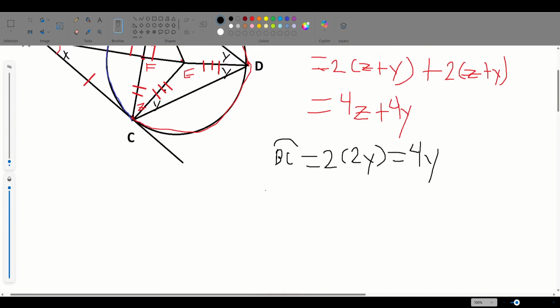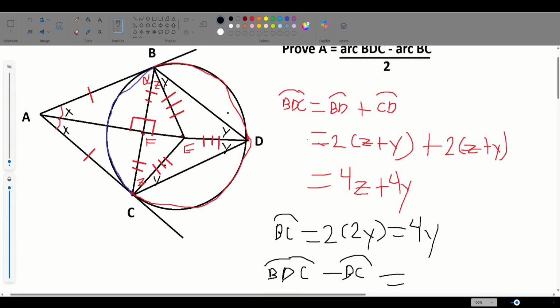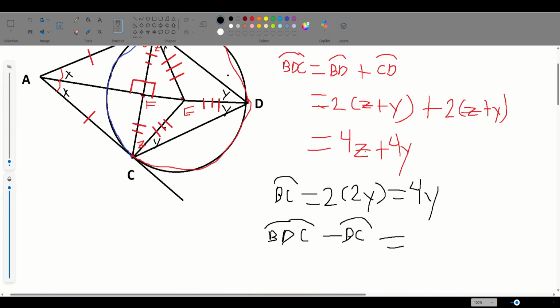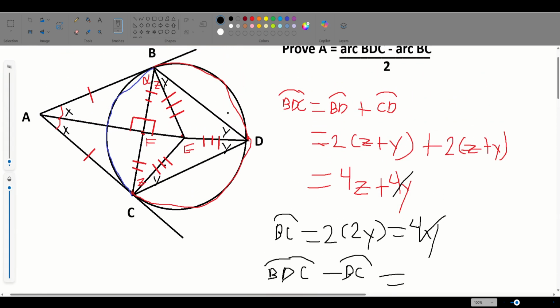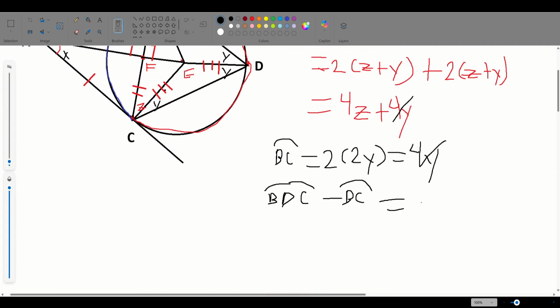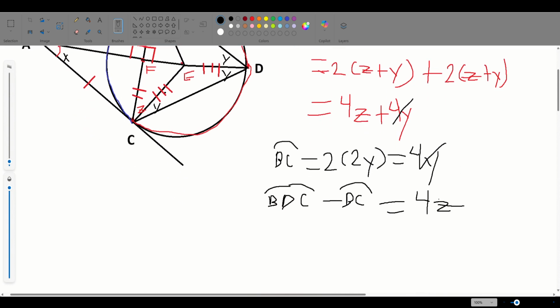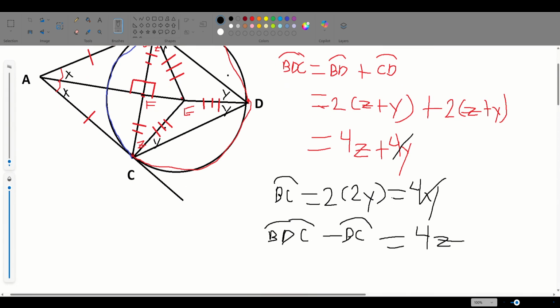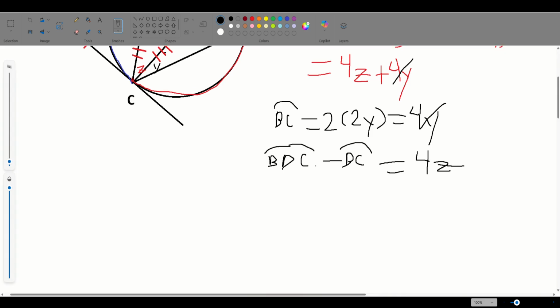So that must mean arc BDC minus arc BC is equal to 4Z plus 4Y minus 4Y. We cancel out the 4Y. It must be equal to 4Z. But since we still have to divide that by 2, we just divide the whole equation by 2. So this becomes 2Z.